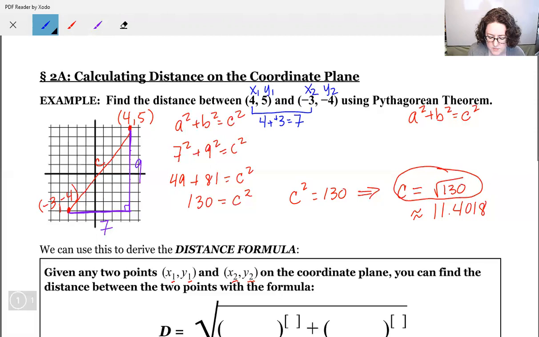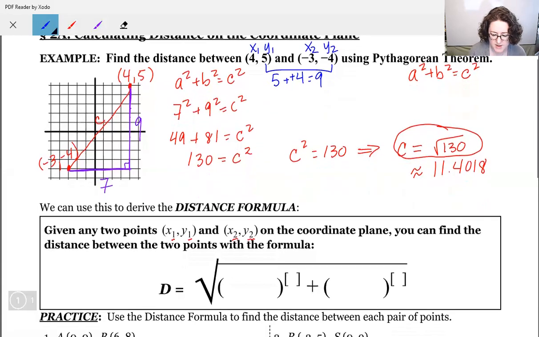Let's see if it works for the y's. My y values were 5 and -4. If I do 5 minus a -4, that's 5 plus 4, which is 9, and that's exactly the same distance we found on that vertical side. So if we subtract our x coordinates and subtract our y coordinates, put them together like we did with the Pythagorean theorem, and then take our square root as in our last step, all of those are mashed together in the distance formula that you see down below.